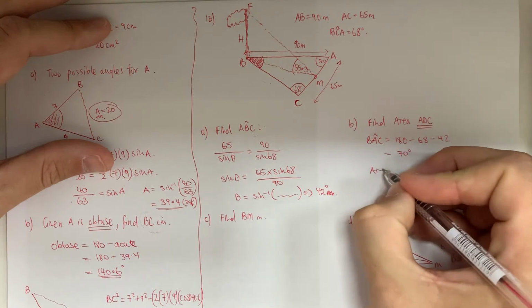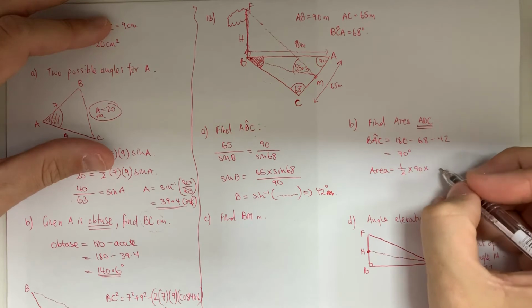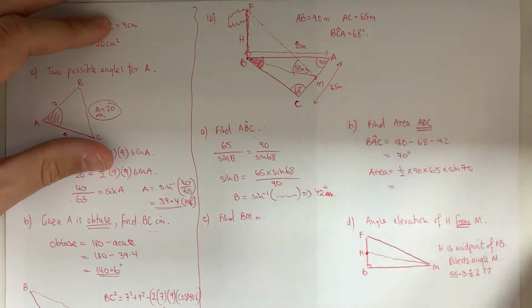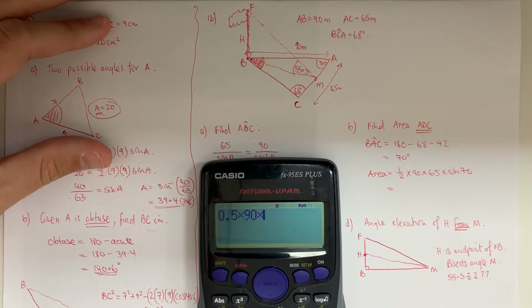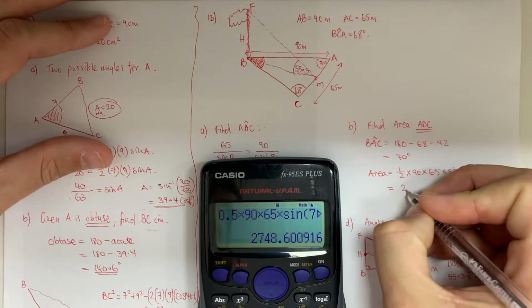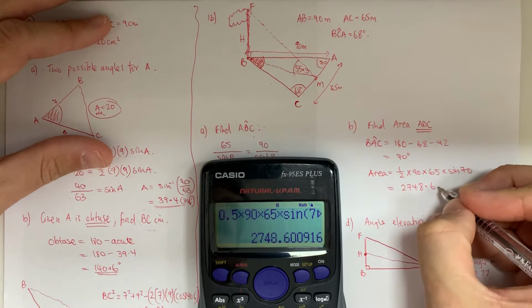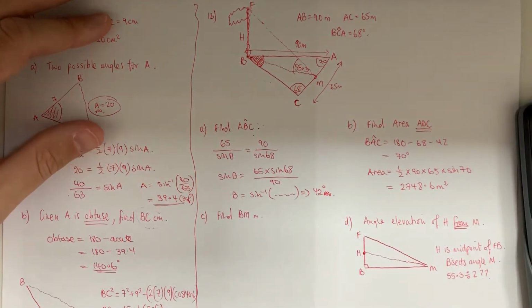I just do area is equal to half times 90 times 65 times sine 70. So what does that leave me with? Half times 90 times 65. So it gives me an area of 2,748.6 meters squared. So a pretty large area for a car park.